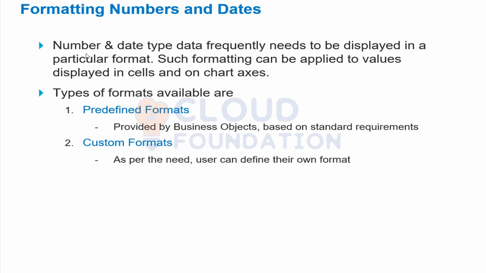Formatting numbers and dates. Number and date type data frequently need to be displayed in a particular format. Such formatting can be applied to values displayed in cells and on chart axes. Types of formats available are predefined formats, which are provided by BOBJ based on standard requirements, and custom formats. Based on the need, we can create our own format.